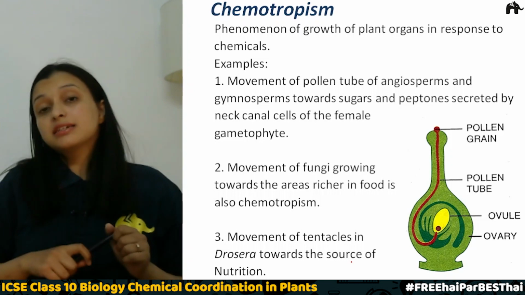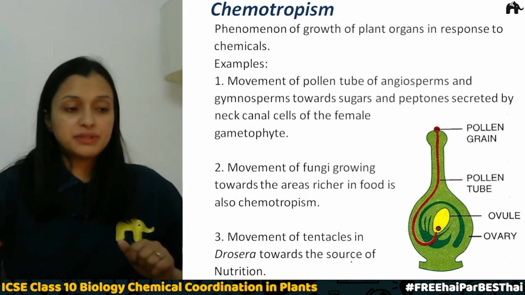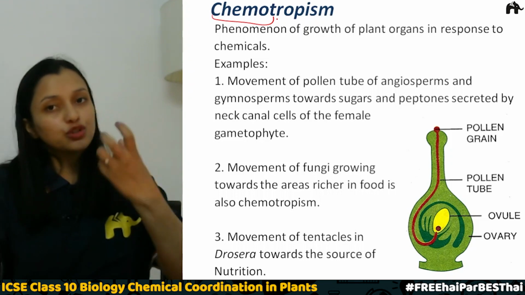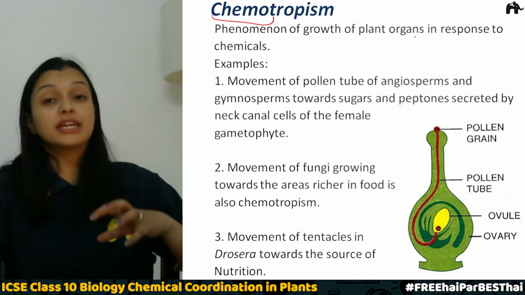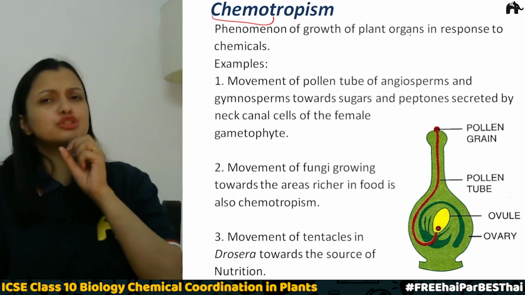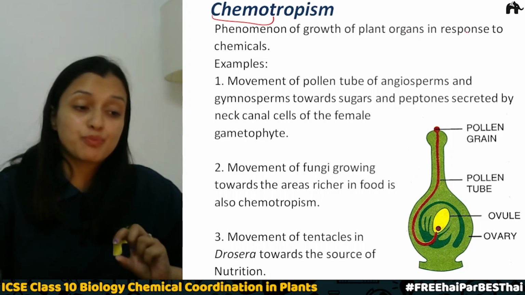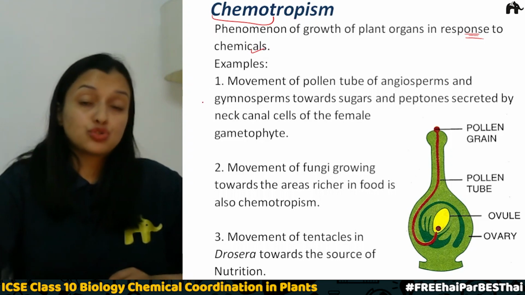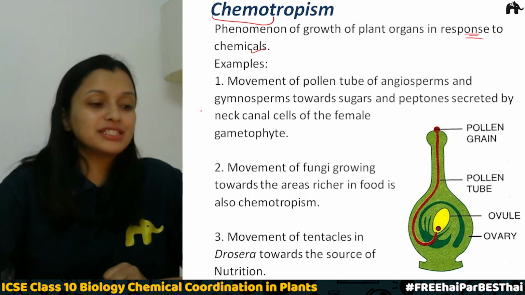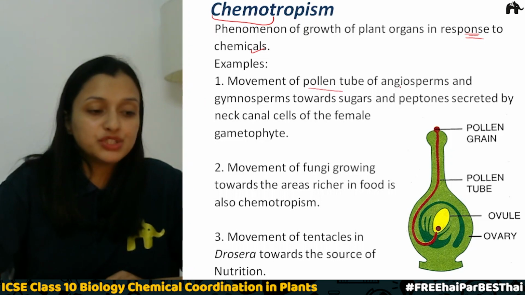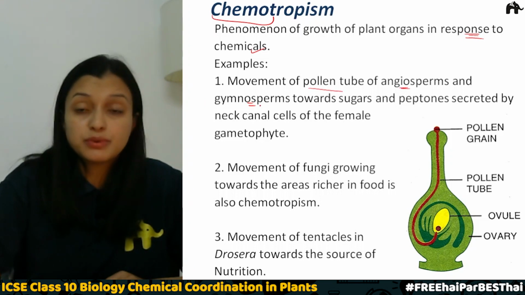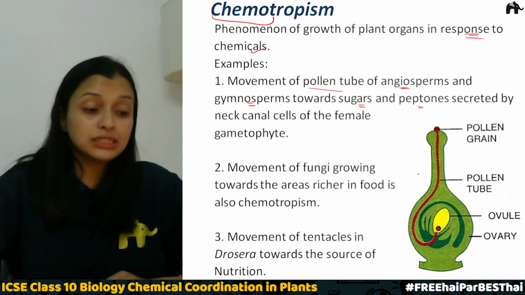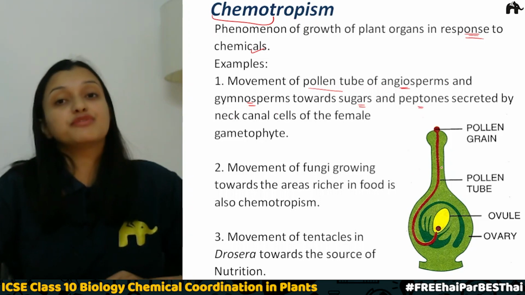Now the last tropic movement is chemotropism. Chemo stands for chemicals. So the movement or growth in response to chemicals is called chemotropism, right? We have many examples for this. For example, the movement of the pollen tube in angiosperms and gymnosperms towards sugars and peptones which are secreted by the neck canal cells of the female gametophyte.